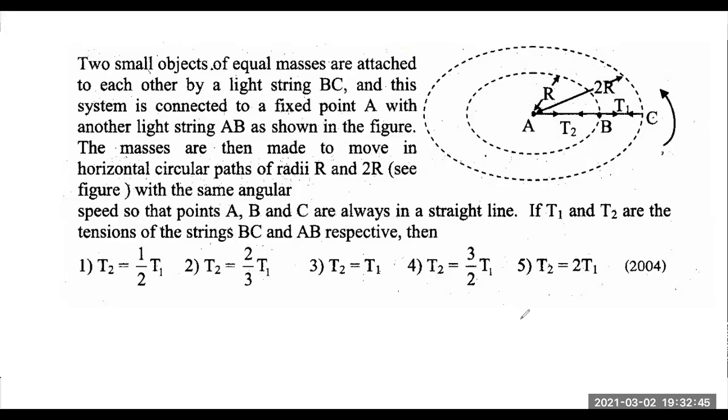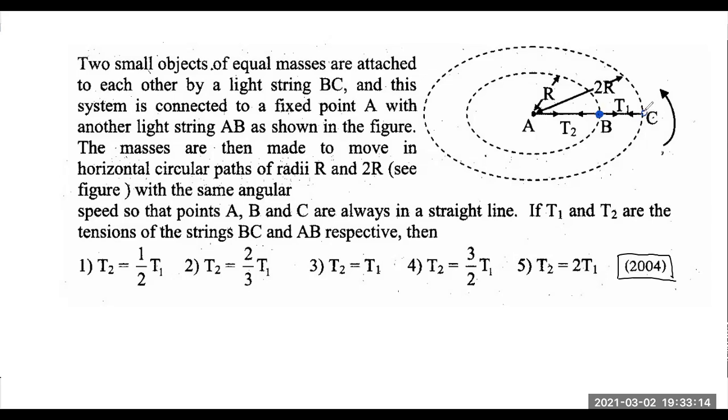Well, let's move on to a past paper question now. It's from the year 2004 MCQ. Let's see what it says. Two small objects of equal masses are attached to each other by a light string BC. And this system is connected to a fixed point A with another light string AB as shown in the figure. Now, if you're confused where the objects are, this is one object.